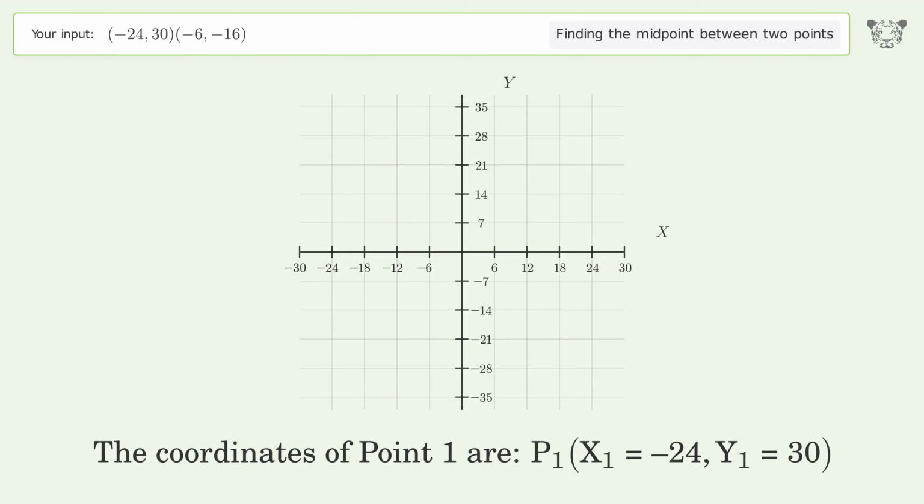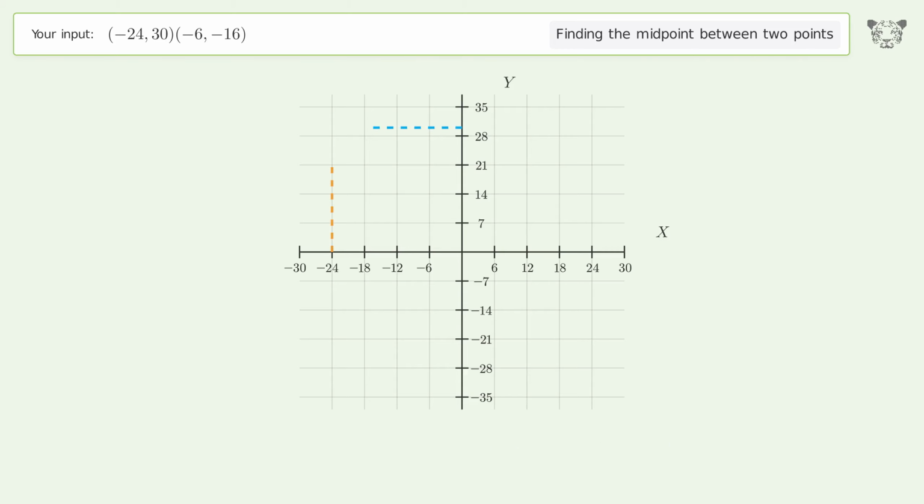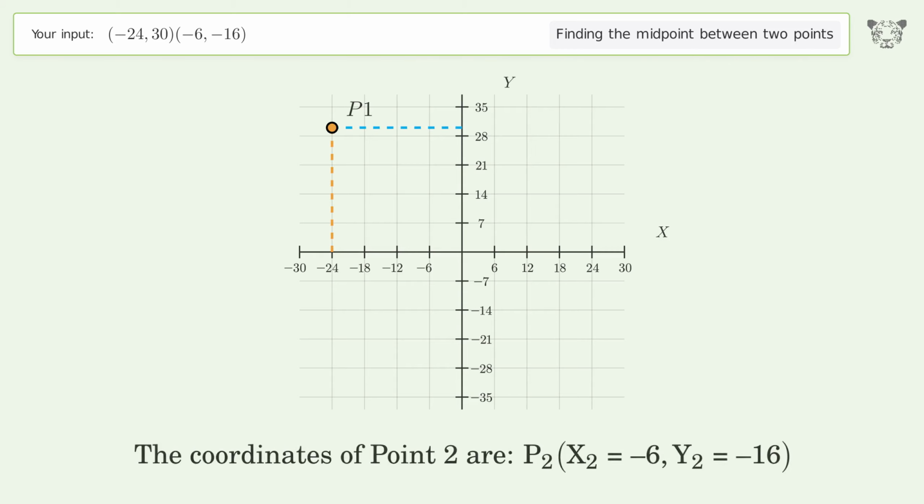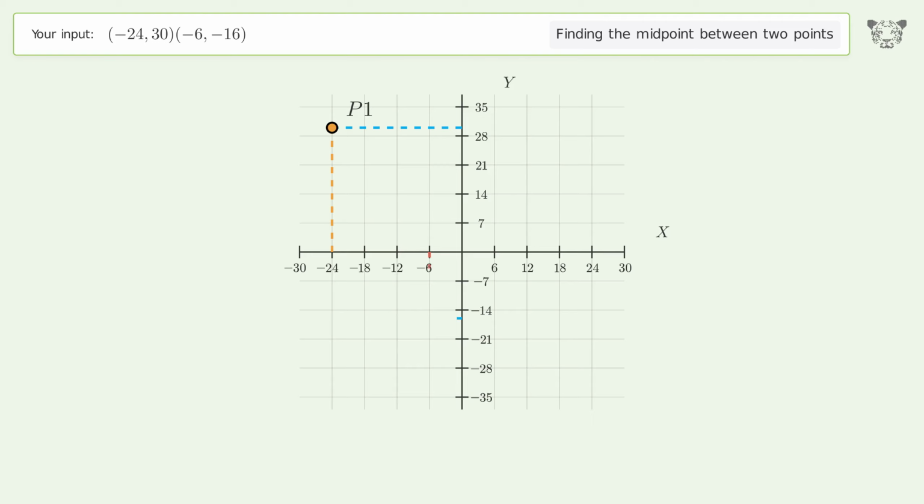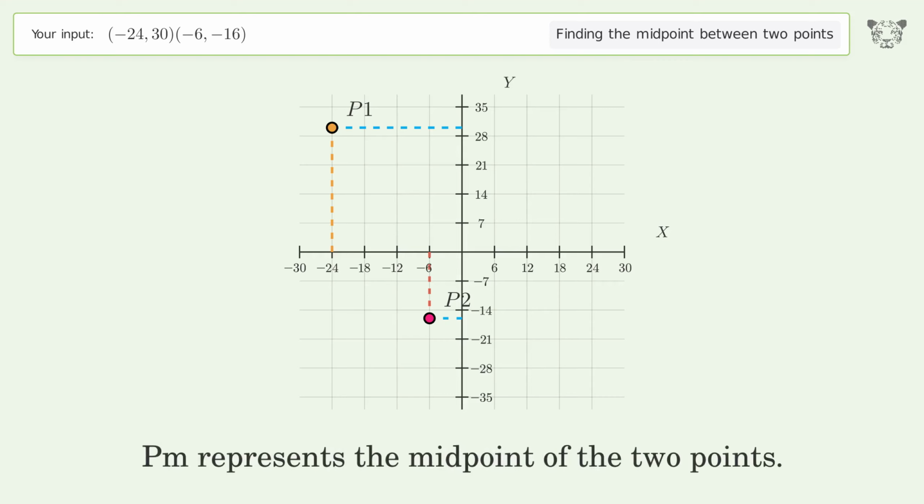The coordinates of point 1 are, x1 equals negative 24, y1 equals 30. The coordinates of point 2 are, x2 equals negative 6, y2 equals negative 16. PM represents the midpoint of the 2 points.